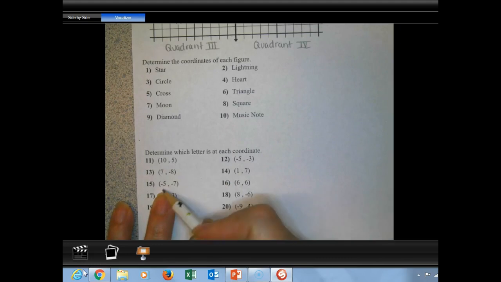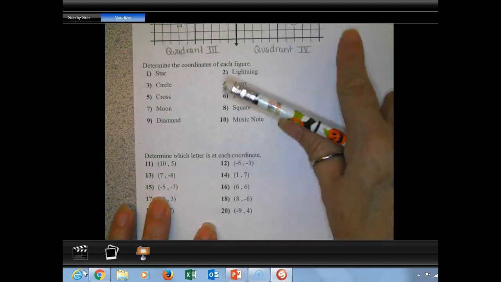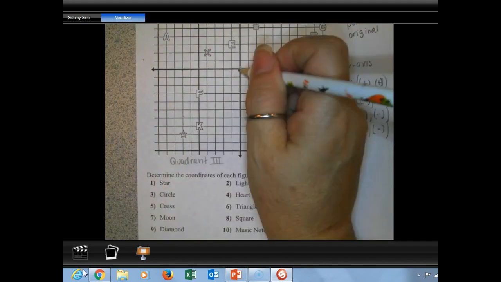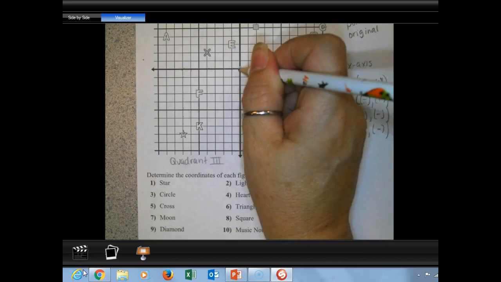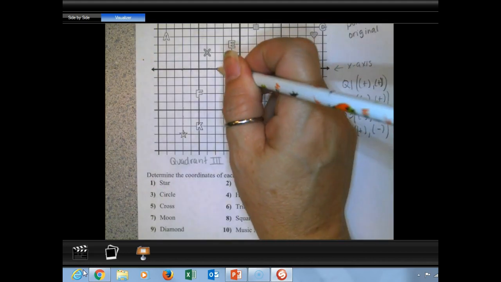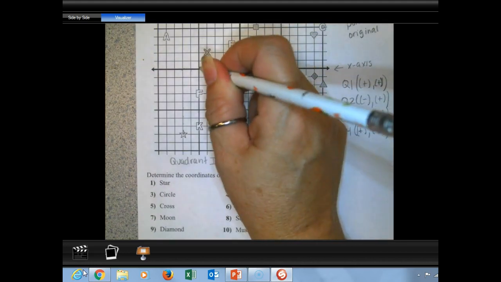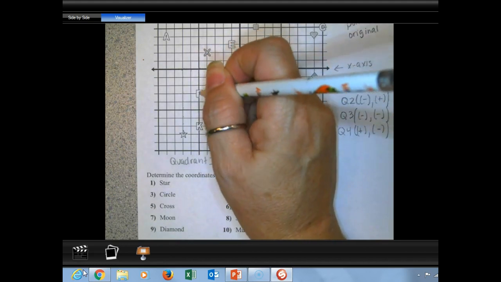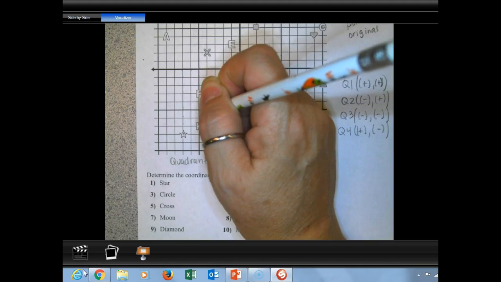Okay, so it tells me negative 5, negative 7. They're both negative. What quadrant is it going to be in? 3. Quadrant 3, right? So we're going to go left, 5, 1, 2, 3, 4, 5, and then down 7. 1, 2, 3, 4, 5, 6, 7.